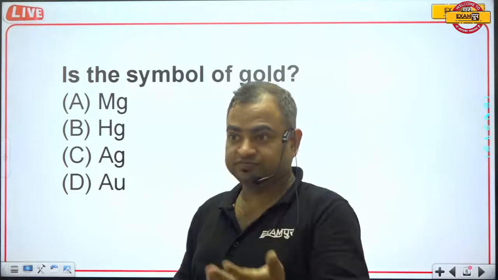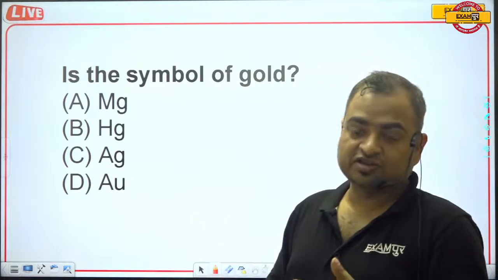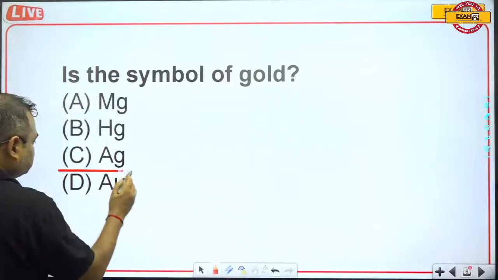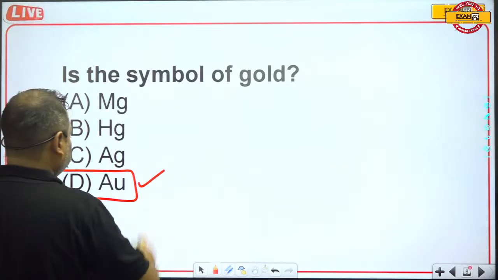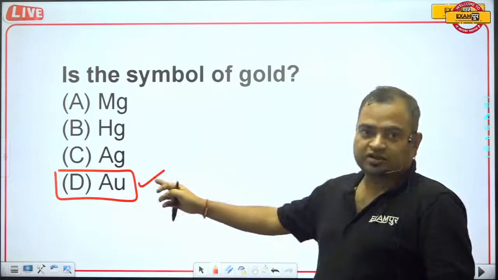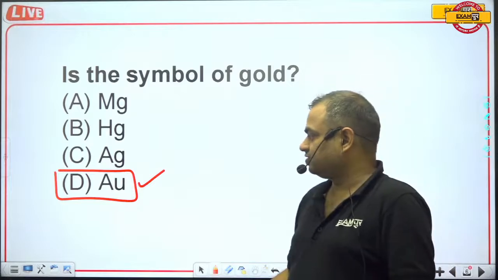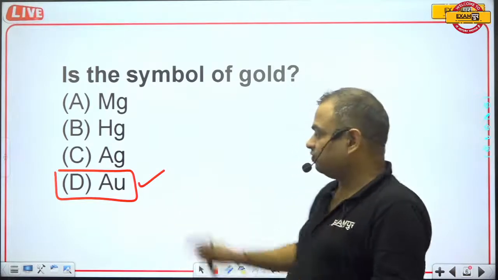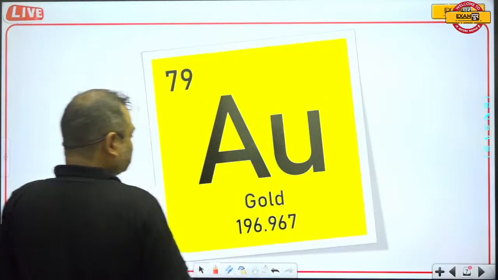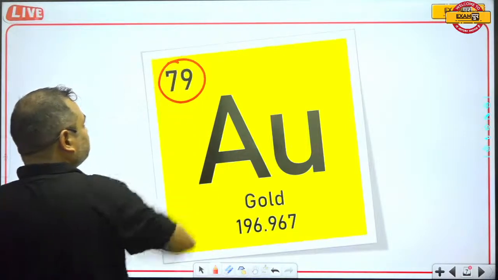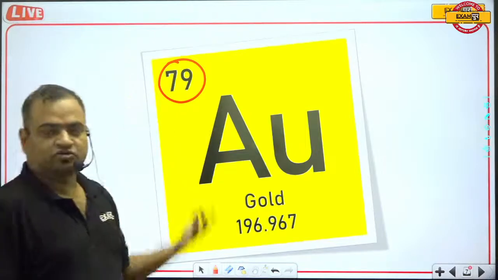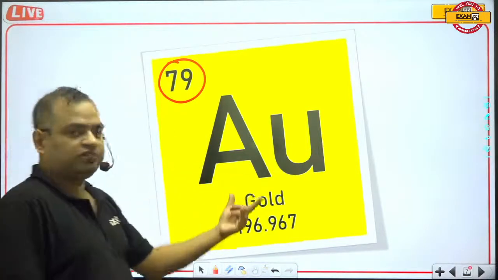Gold as well as platinum, these are called the noble metals. Okay, so here Au is the symbol of gold. Let us know the atomic number, how many electrons exist in one atom of gold. Actually, this is the symbol of gold. Here you can see that this is the atomic number of gold, 79. It means there are 79 electrons and 79 protons in an atom of gold.